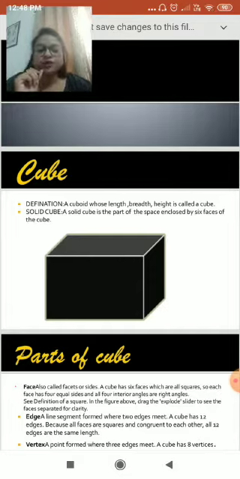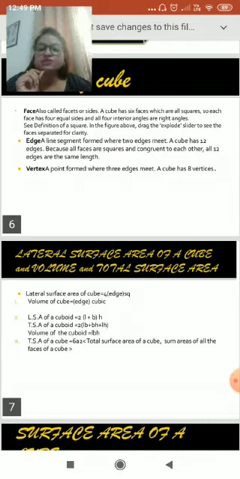Then the parts of the cube, let us study about its parts also. We know the sides are called the faces. So there are 6 faces, all of equal sizes. Then there are edges. A line segment is formed when two faces meet. A cube has 12 edges. And the vertices are the meeting points. A point formed where three edges meet is called a vertex. So basically a cube has 8 vertices.